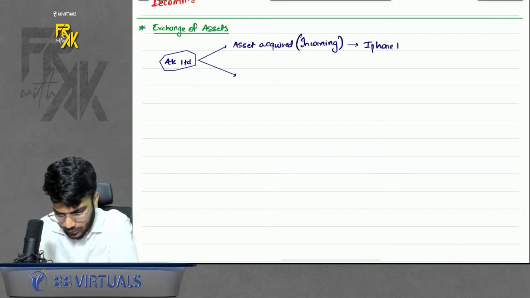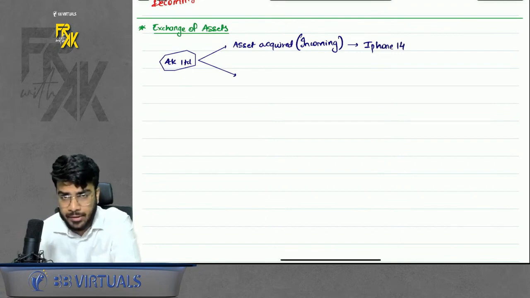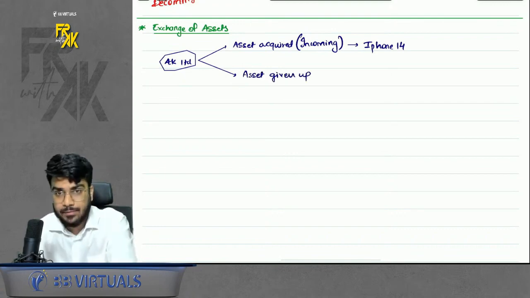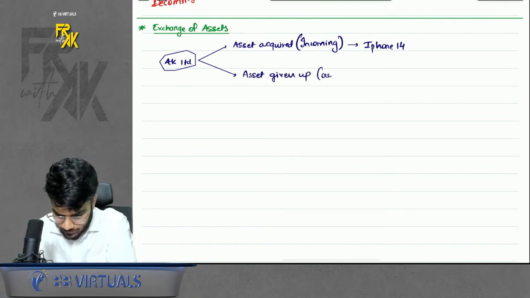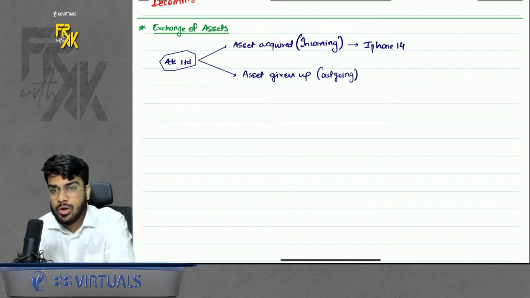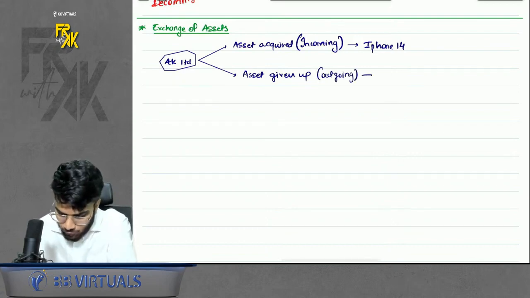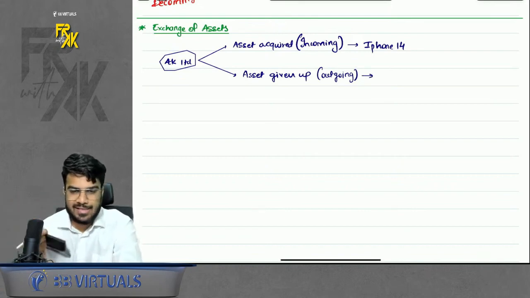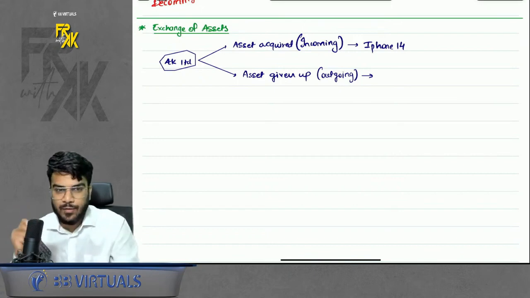I acquired an iPhone 14, and in return, I gave you one asset, that is the asset given up. We can call this the outgoing asset. Now what did I give in return? I gave you one calculator. Sir, is this deal really fair? The answer is yes. I'll tell you why.